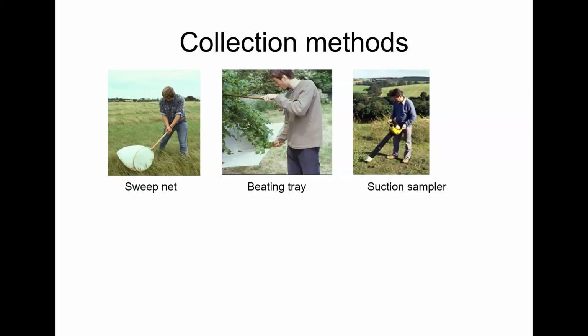More recently, as in the last, I don't know, 10, 15 years, people are starting to use converted leaf blowers, leaf blowing machines that are normally used for clearing up leaves and debris in the garden, converted from blowing to sucking and used as a suction sampler.